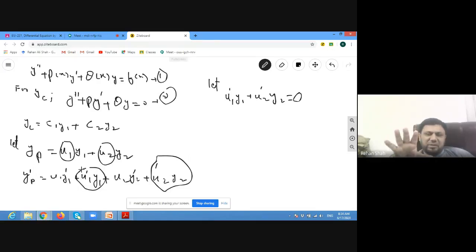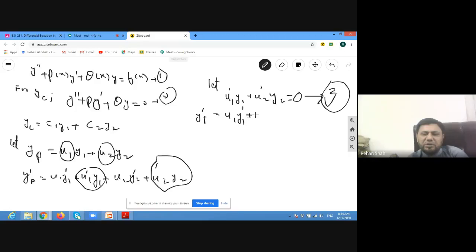Let this be 0. I will explain later why we are taking it equal to 0. So at this stage, let this be equal to 0, and let's say this is equation number 3. So what will be y dash p if this is equal to 0? y dash p will become u1 y1 dash plus u2 y2 dash. This will become your y dash p.